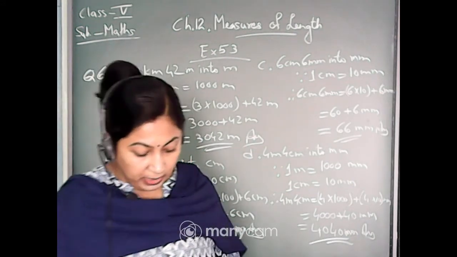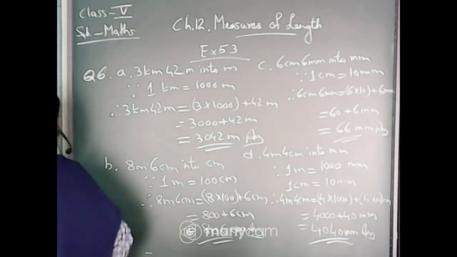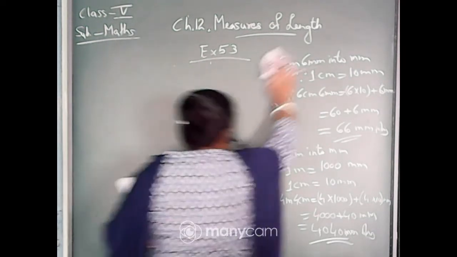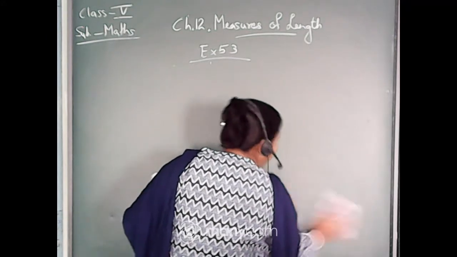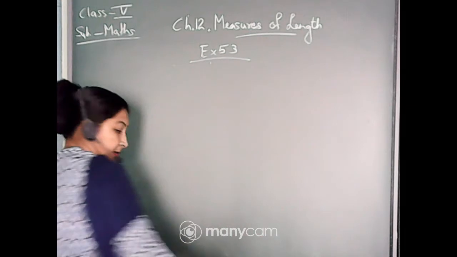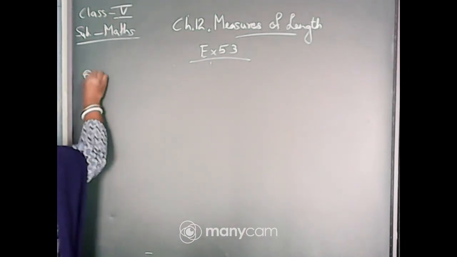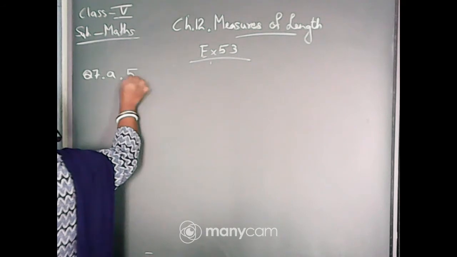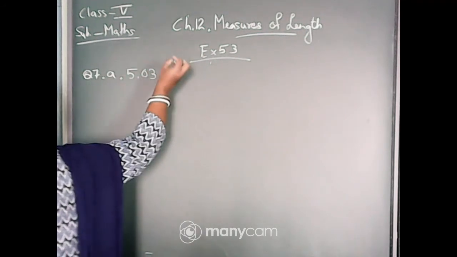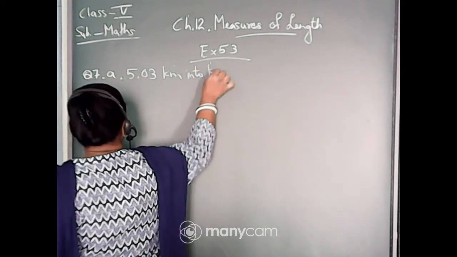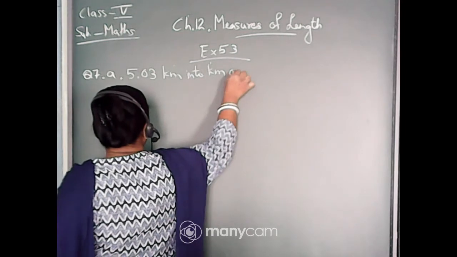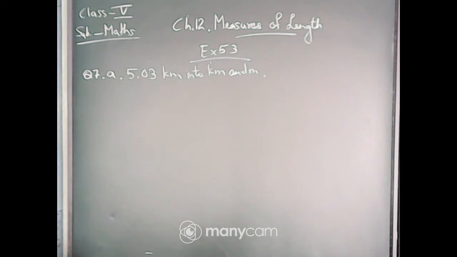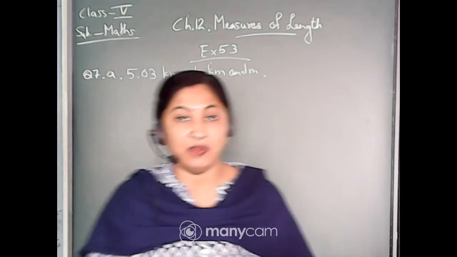Clear? Now we will do question number 7. You will do these conversions in your copy. Question number 7: convert 5.03 kilometer into kilometer and meter. Now you have to change this 5.03 kilometer into two units, one in kilometer and one in meter.